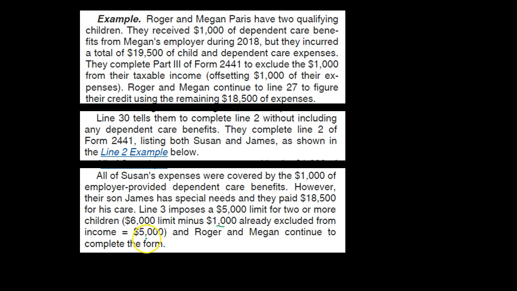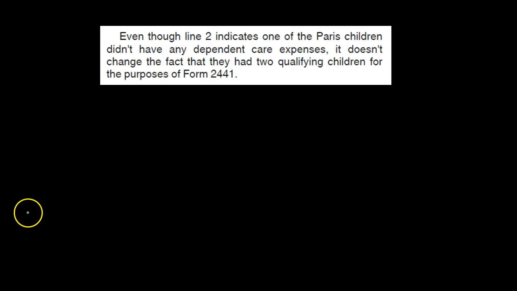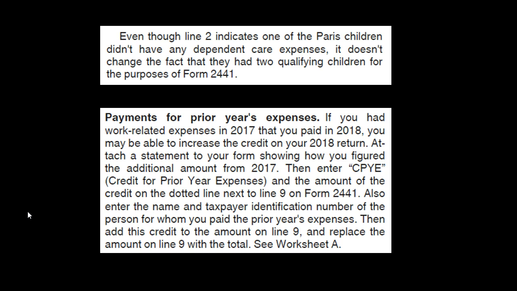So now we're at basically the $5,000 limit. Even though line 2 indicates one of the pair's children didn't have any dependent care expenses, it doesn't change the fact that they had 2 qualifying children for the purposes of Form 2441. So it's basically saying that although one of the children didn't have any qualifying expenses because they were reimbursed, they still had the 2 qualifying children for the purposes of the form, and therefore they have the $6,000 instead of the $3,000 cap.